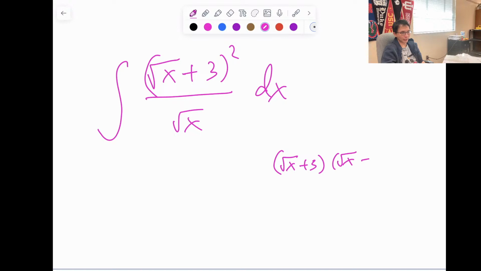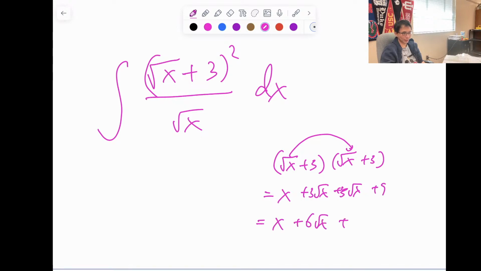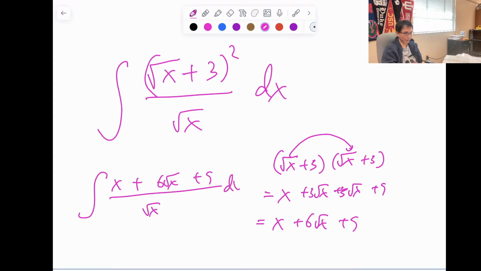I'll write it out like this so that way I don't make a mistake. What is square root of x times square root of x? Plus 3 root x plus 3 root x plus 9, right? So it'll be x plus 6 root x plus 9. So that is going to be x plus 6 root x plus 9 all over square root x dx.